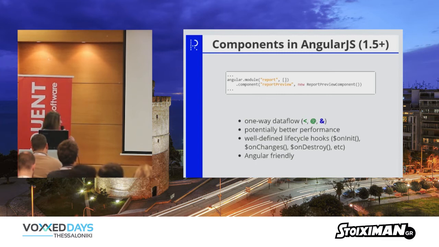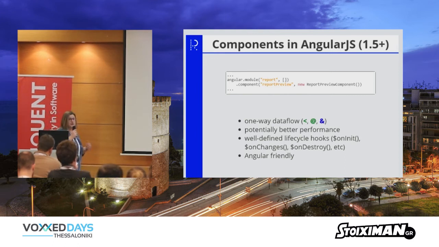Now, some of the key aspects of using components in AngularJS is that they use one-way data flow, meaning that only the component that owns the data should modify it. This makes it easy to reason about what data is changed and when. They offer you potentially better performance because AngularJS has fewer changes to watch for. They provide you with well-defined lifecycle hooks.